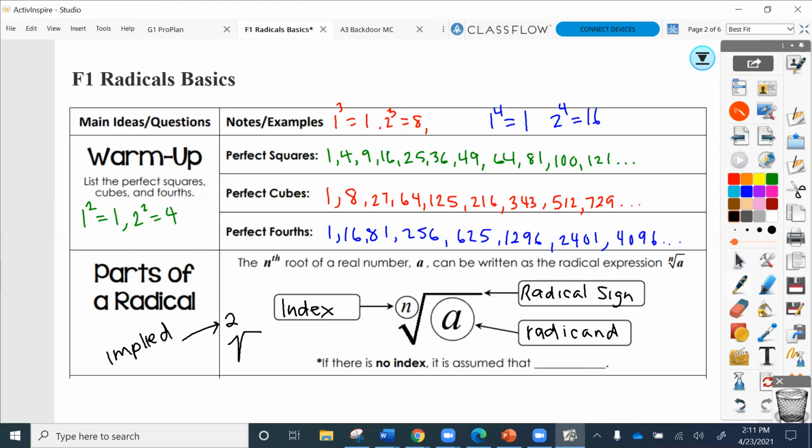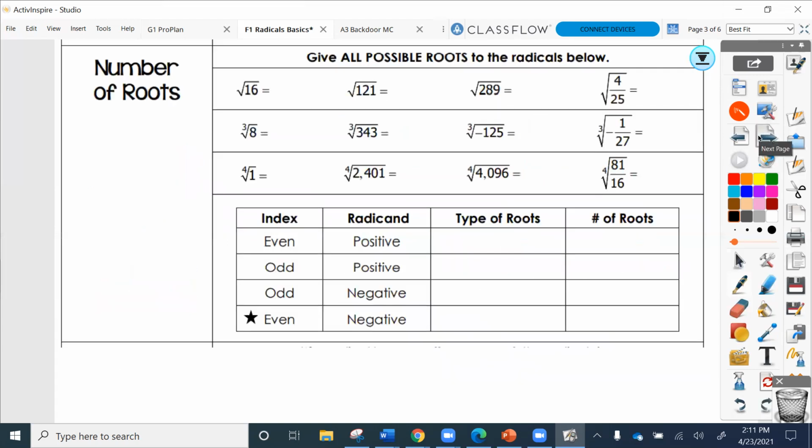So it says here, like I said, with the 2 being implied, if there is no index, it is assumed that the index is equal to 2. Because you know, when you see the square root of something, you don't usually see a 2 index in there because it's implied, like they say. Okay, so that's kind of the basics. Now we're going to go to the number of possible roots.